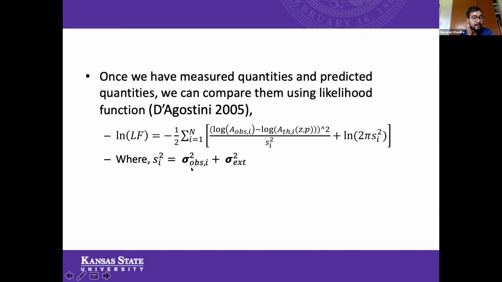Here, sigma squared is given by this: sigma observation squared plus sigma external squared. Sigma observation is the error in measurements, or uncertainty in measurements, and sigma external is the intrinsic dispersion or external scatter of the MRT relation. For the BAO plus SZ data, we follow a similar process, but sigma external is zero. Sigma external is zero for the BAO plus SZ. Otherwise, the likelihood function is exactly similar.